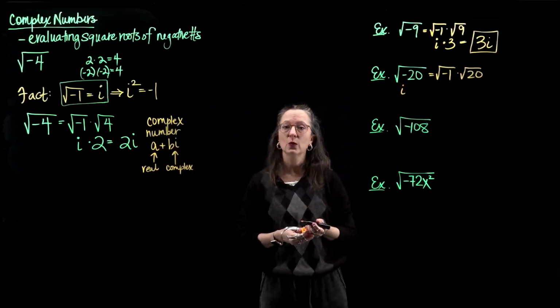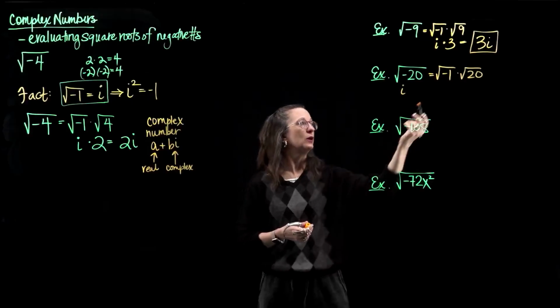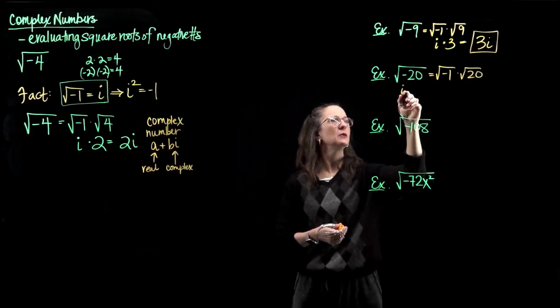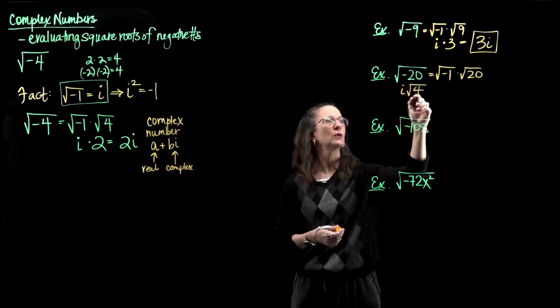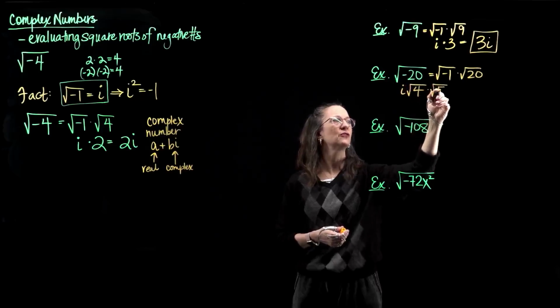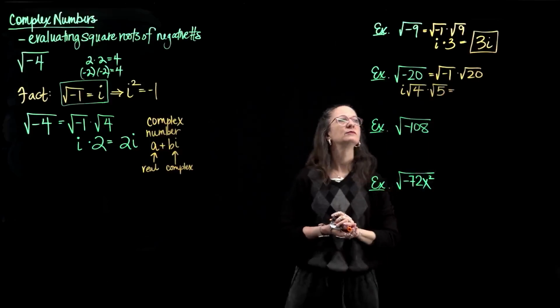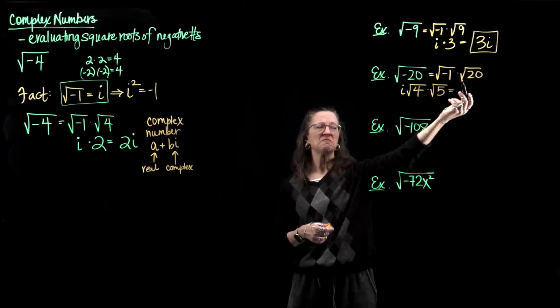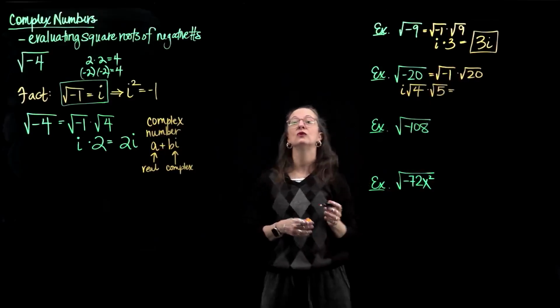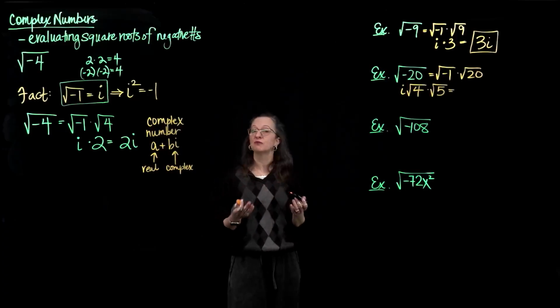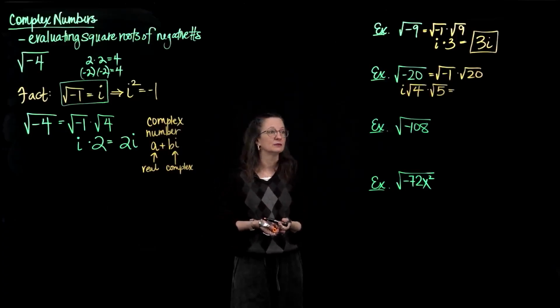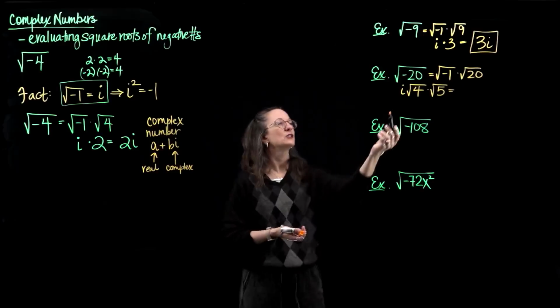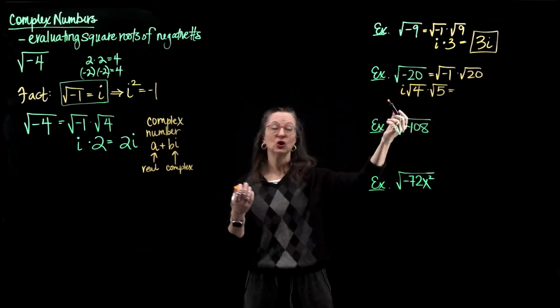Then we have to deal with that square root of 20. So square root of 20, I'm going to rewrite as square root of 4 times square root of 5. Because once it's broken up into these two pieces, we evaluate that just the way we would if it were square root of 20 from the beginning.